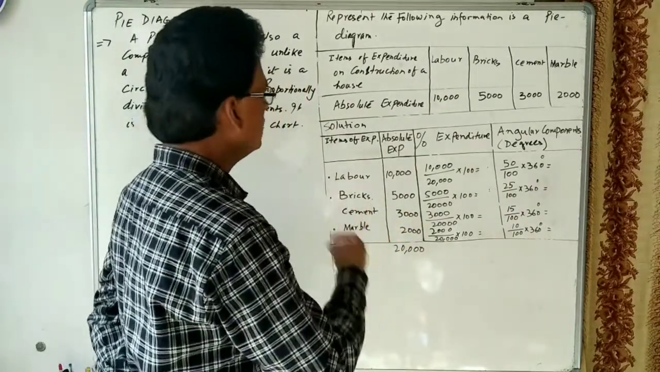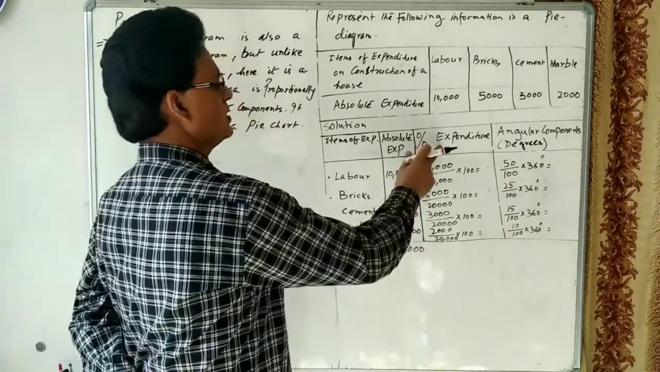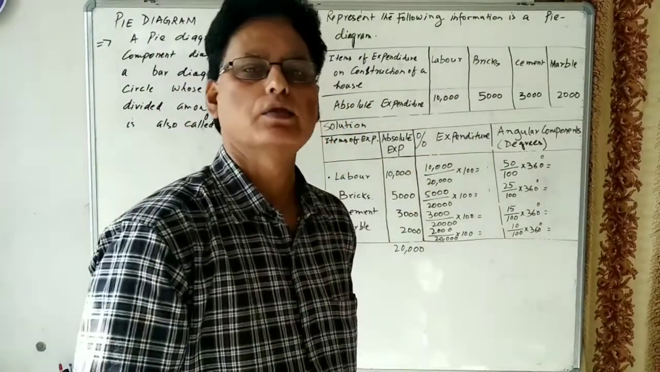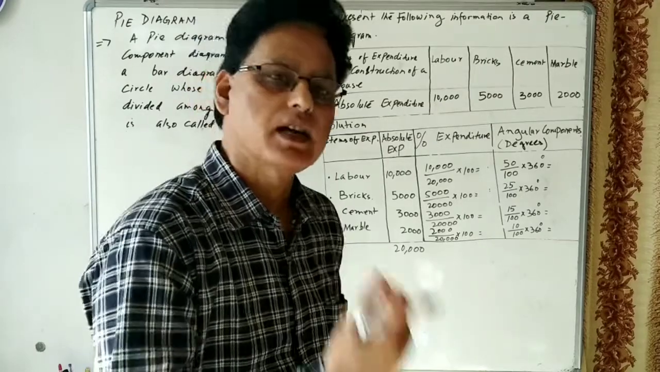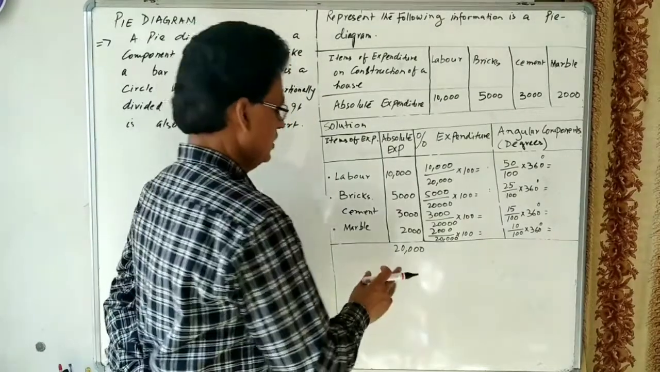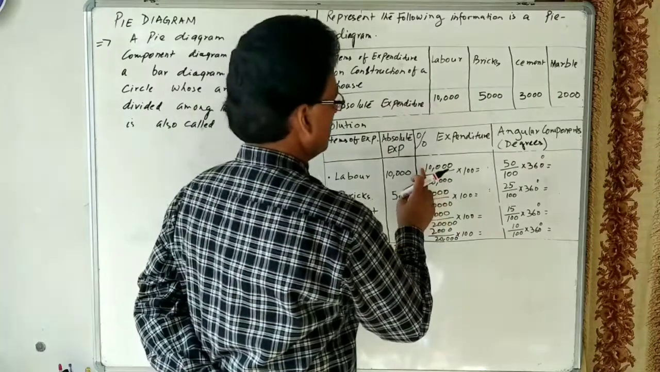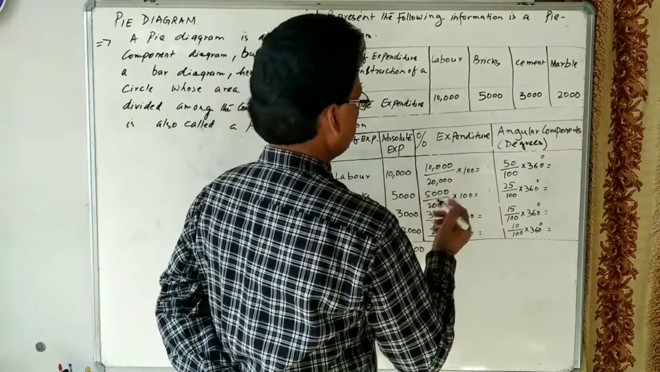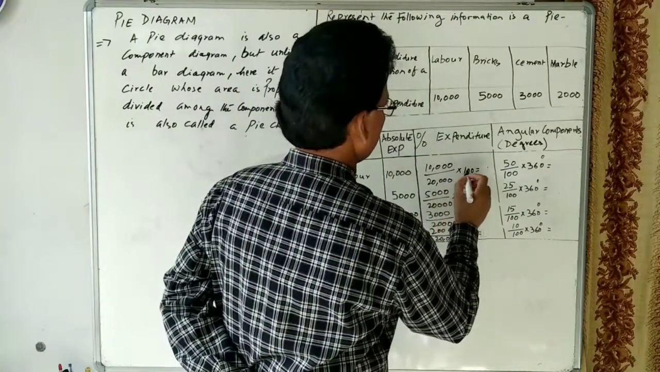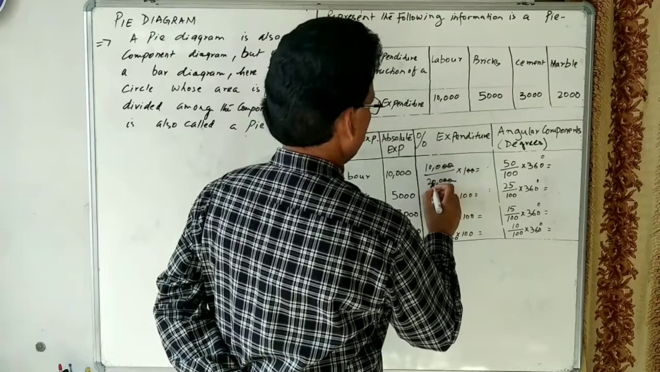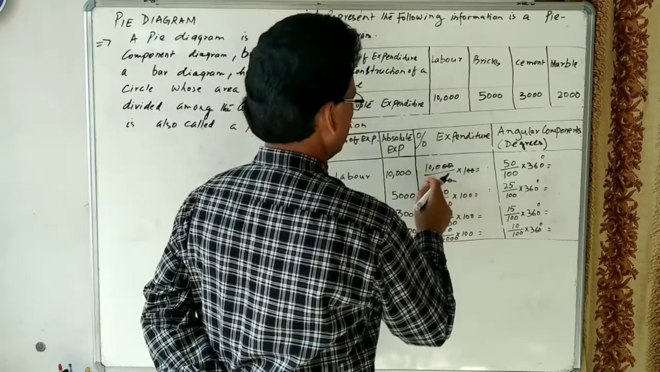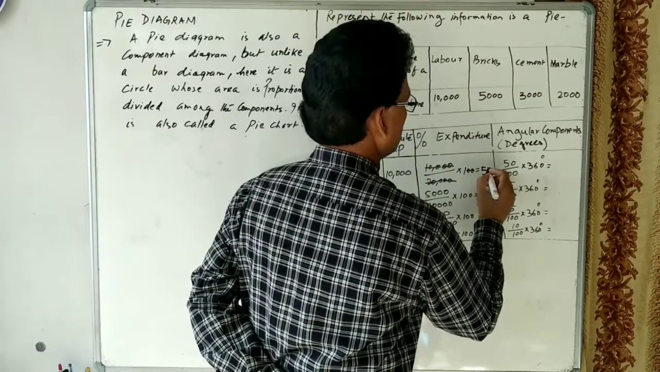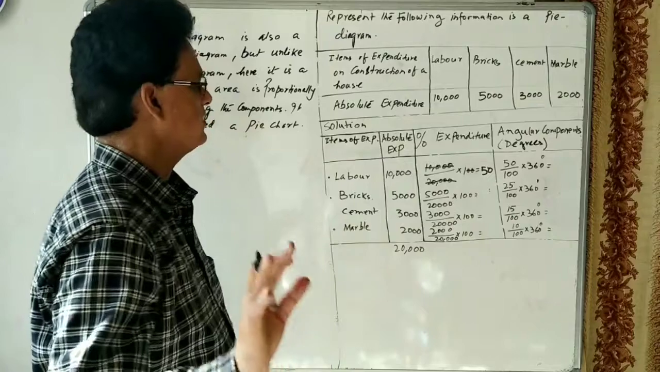Then we have to convert this into percentage. The first step is that we have to convert the absolute value into the percentage value of the total. So the total is 20,000, then 10,000 divided by 20,000 multiplied by 100. If you convert this, the 20 and 20 cancel, and 100 divided by 2 will be 50. So this is 50%. Labor cost is 50%.